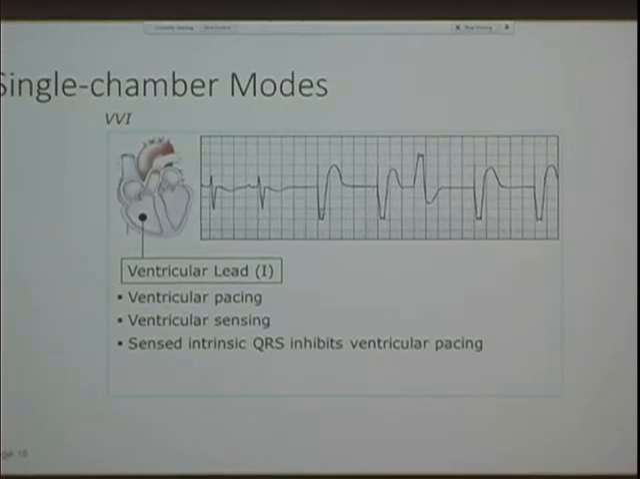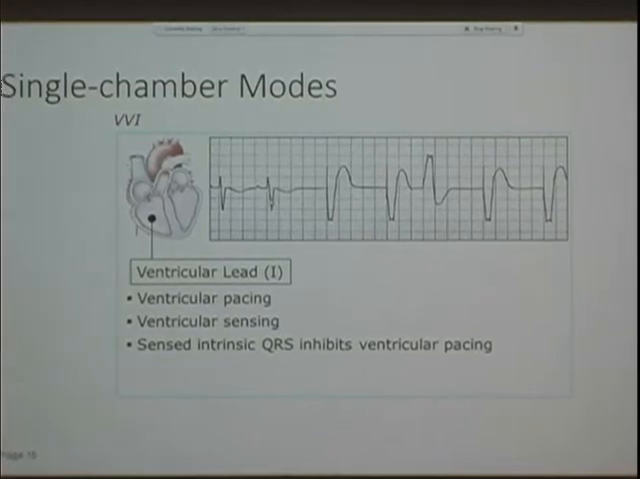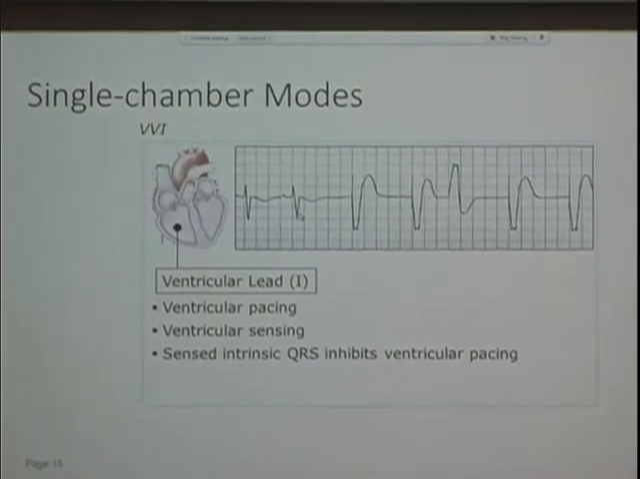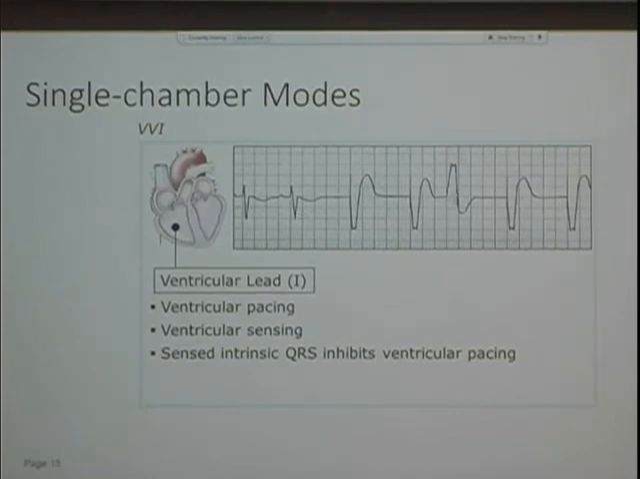VVI, on the other hand, will not pace if there is an intrinsic beat present. Since it saw the intrinsic QRS, or if it sees a PVC, either way, it can't differentiate. If it sees intrinsic activity, it will inhibit. That is what the I means, and it has to be seeing that in order to inhibit.